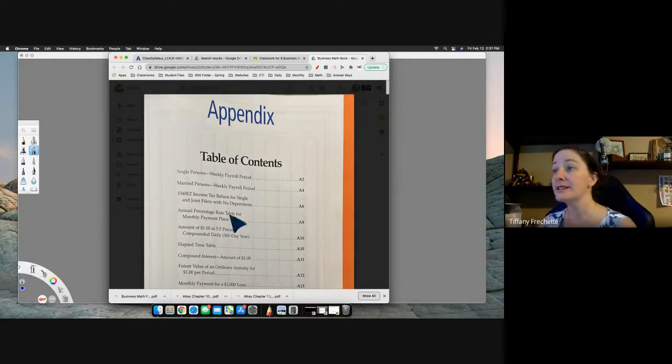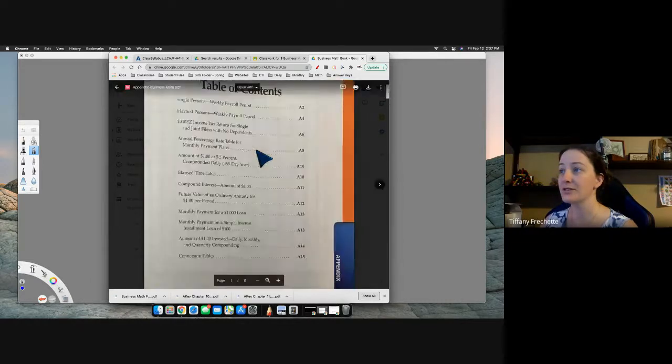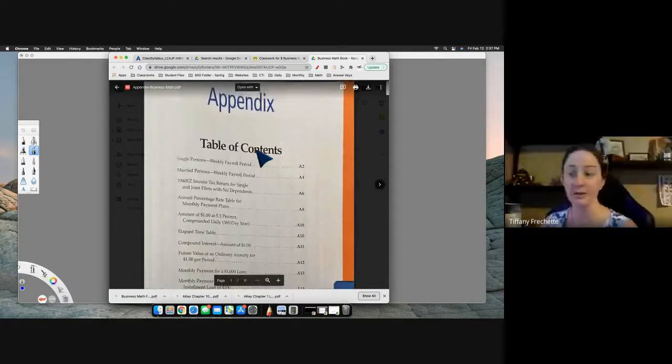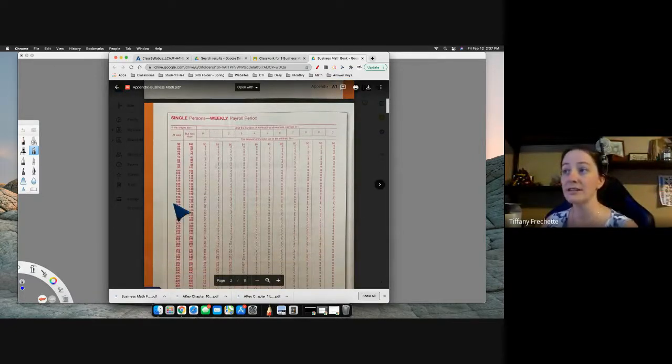So this is what we need. So this is A1, I believe. So it's just kind of the table of contents for the appendix. And then we're going to go through. So this says single person's weekly payroll period. And then we have all these amounts going down the side. And I'll explain what all this means in a moment.